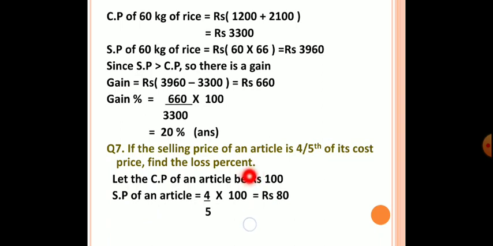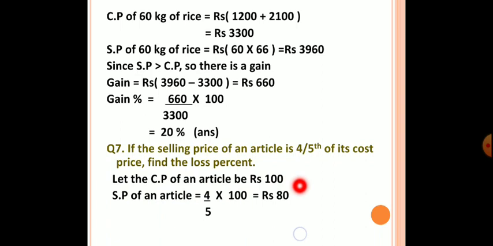So here neither the selling price nor the cost price is mentioned. So let us assume that the cost price of the article is rupees 100. So therefore the selling price of the article as mentioned in the question is 4/5 of the cost price. That is 4 by 5 into 100, which is the cost price we have assumed. So that is equals to rupees 80.